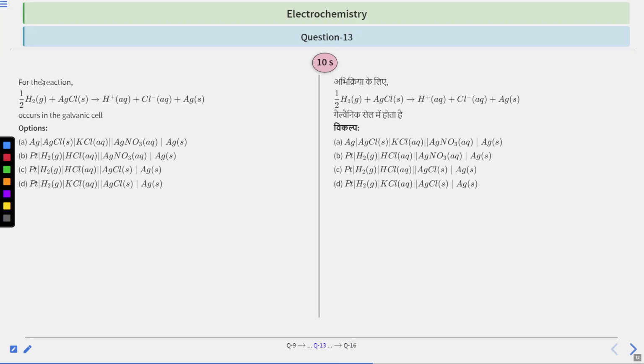Question number 13. For the reaction, half H2 plus AgCl giving us H positive plus Cl negative plus Ag, which occurs in a galvanic cell, we have to tell in which of the following galvanic cells this reaction is happening. We have to choose the correct cell diagram. Options are: Ag, AgCl, KCl, salt bridge, AgNO3, Ag; Platinum, H2, HCl, salt bridge, AgNO3, Ag; Platinum, H2, HCl, salt bridge, AgCl, Ag; Platinum, H2, KCl, salt bridge, AgCl, Ag. So you have 10 seconds to solve this question. After that, we will see the correct answer.